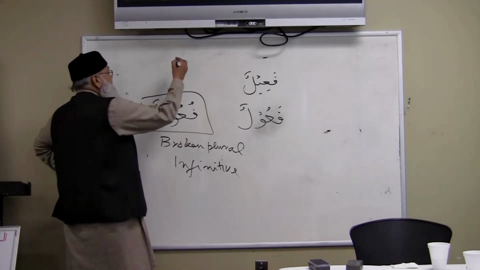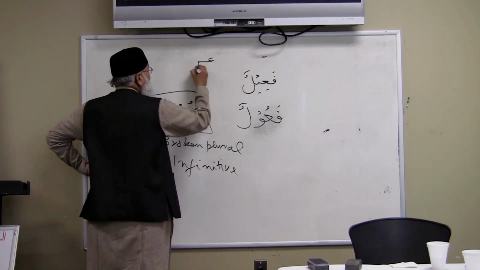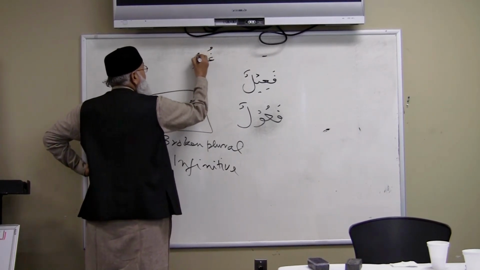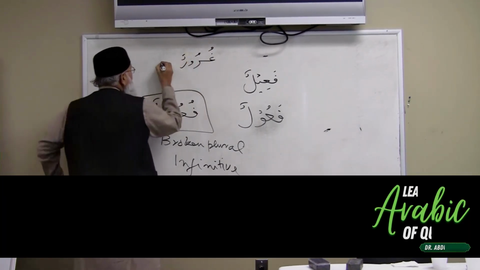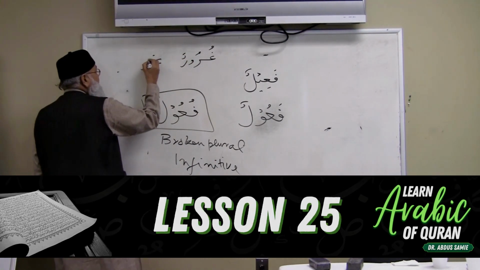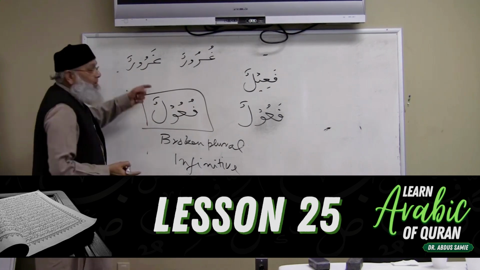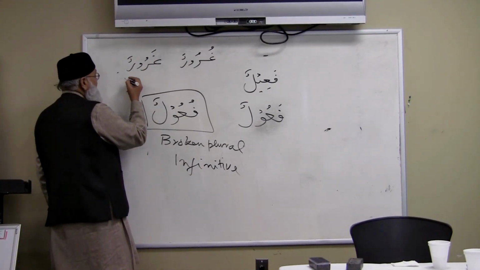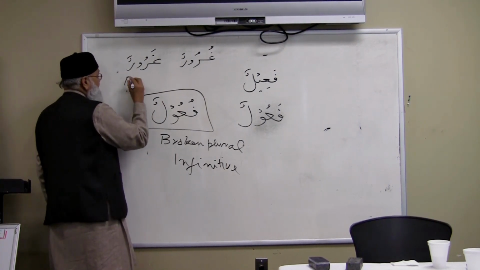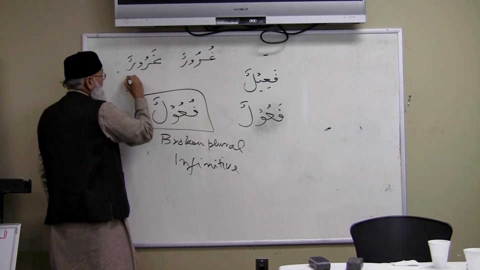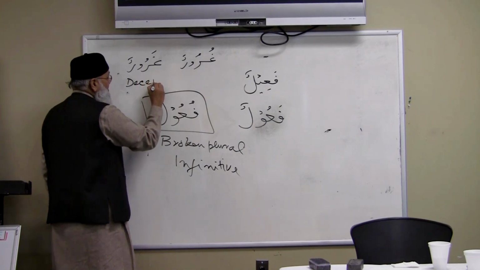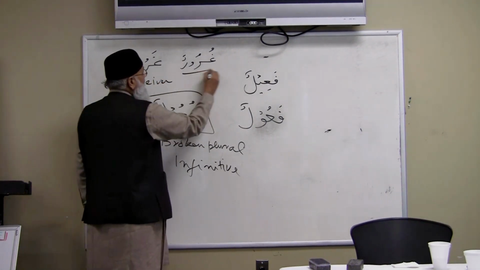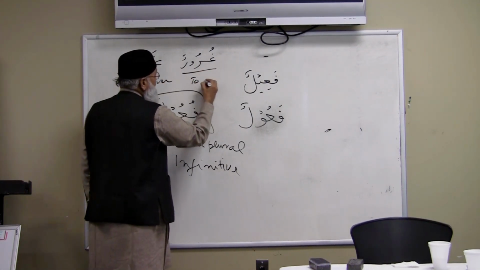Typical example is ghururun and gharurun. Both come in Surah Hadid: wa gharrakum billahil gharur. Gharur means deceiver. And this is to deceive.